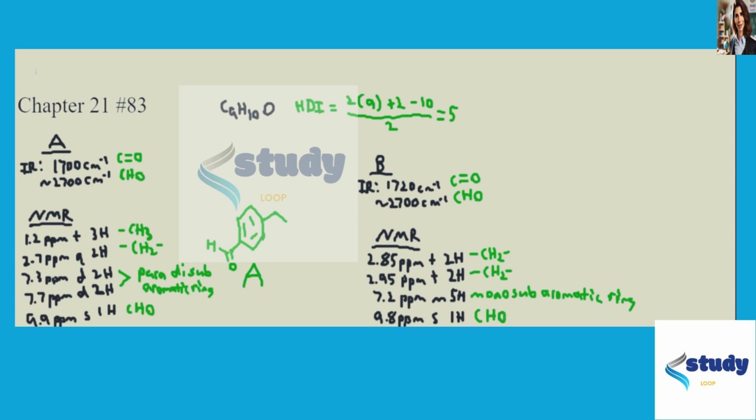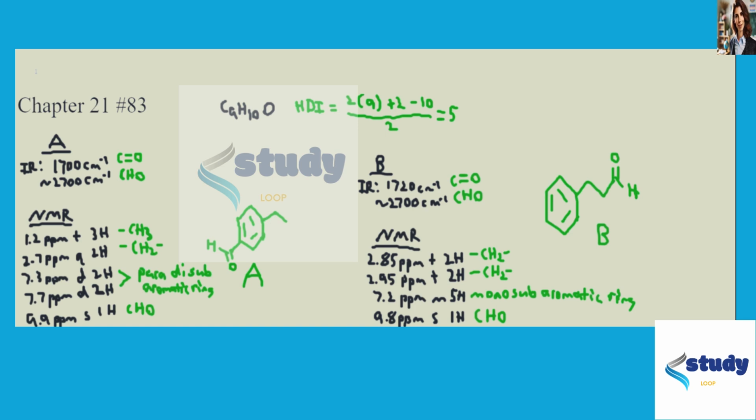So we only have one substitution on this aromatic ring. We have 2 methylene groups and an aldehyde. So there's really only one way that we can put all of that information together. So one methylene group, a second methylene group, and then an aldehyde. Okay, and that is the structure of molecule B. All right, and so that's the answer to this problem.